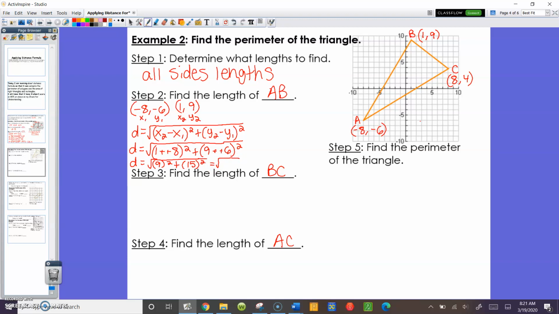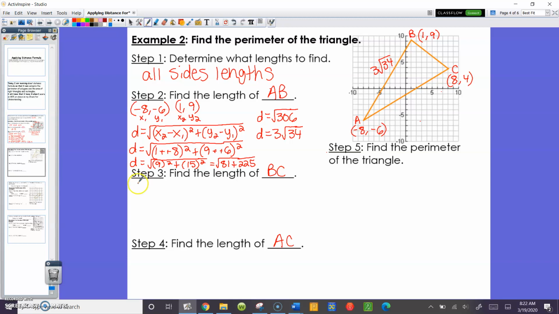Okay, so 9 squared is 81, and 15 squared is 225. So 81 plus 225 is the square root of 306. And let's see if that will simplify. Yes, it does. So the distance equals 3 square root 34. All right, so over here we have 3 square root 34 for AB.